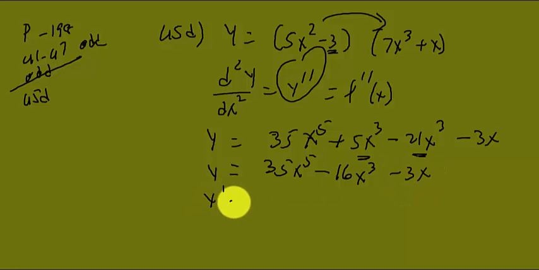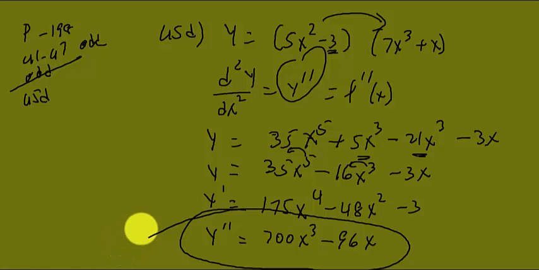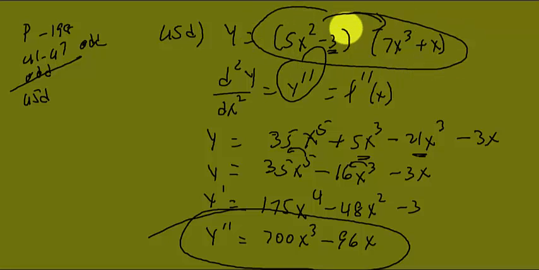Now I can take a derivative of this. So 5 times 35, what is 5 times 35? 175, x to the what power? 4. And 3 times 16 is 48, right? X to the second, minus 3. My second derivative would be 4 times 175, which is 700, x to the third, minus, and this is going to give me 96x. And that's it. That's easier to do than taking a derivative as is and using a product rule.